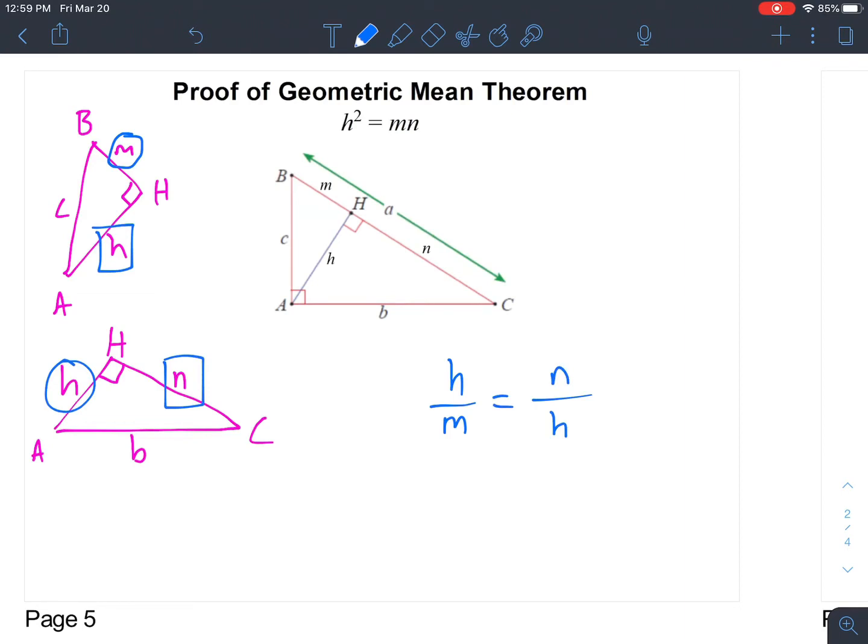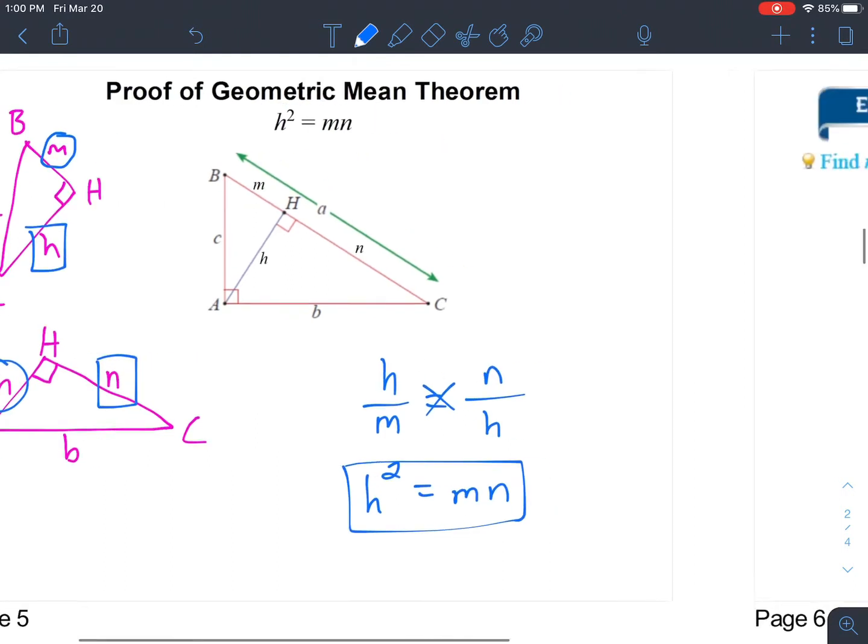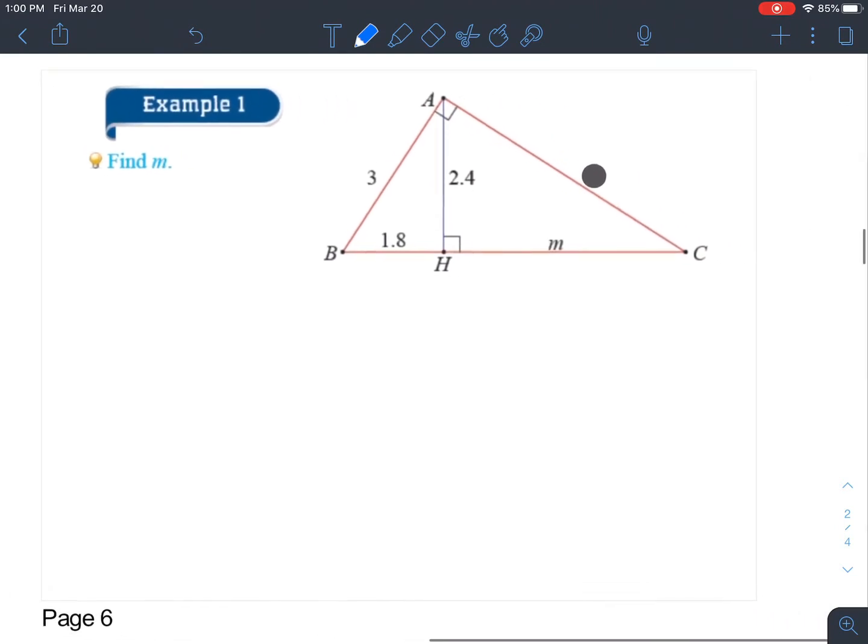And now to get to our result up at the top, we just need to cross multiply. H times H gets us H squared. Over on the other side, we get M times N. And that is why we have this theorem. So that formula is going to be used by us a lot for today.